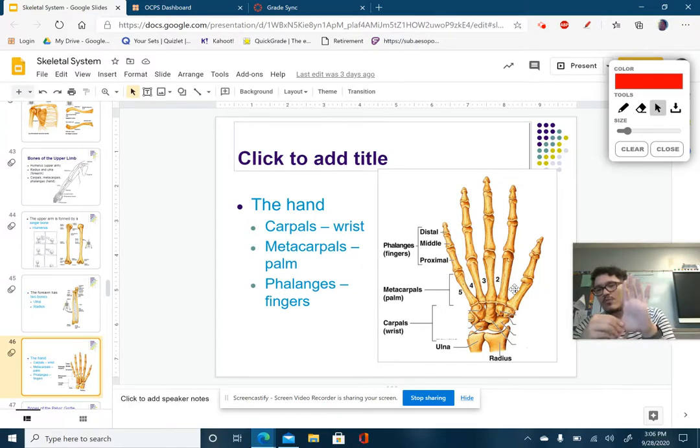You can physically feel them pretty easily, right? They make up your palm. And then we have also the phalanges. The phalanges are going to be the bones of your fingers.